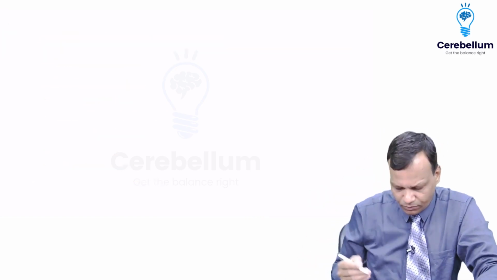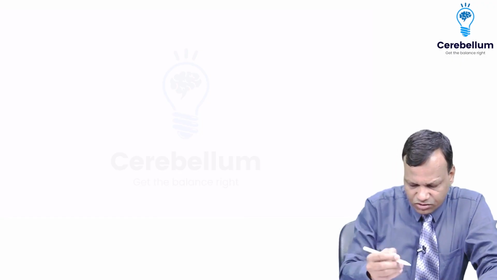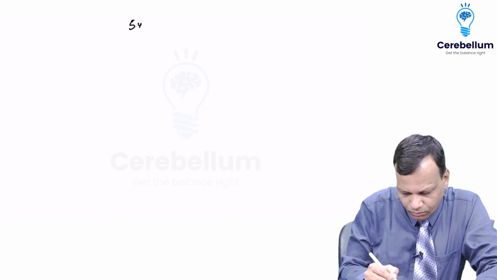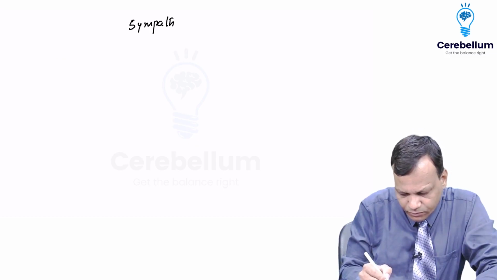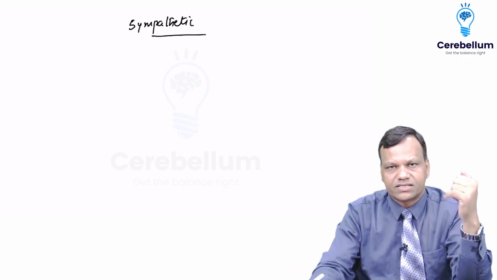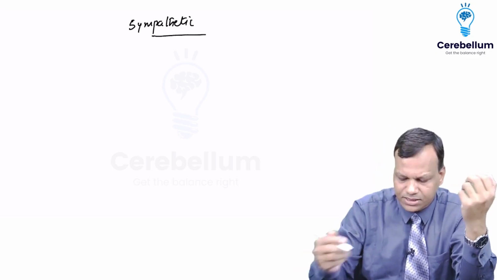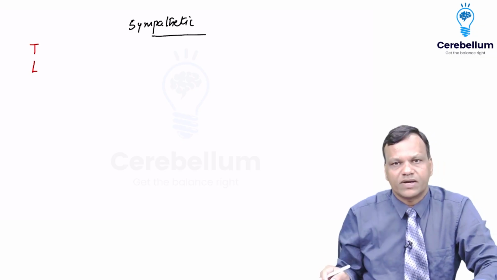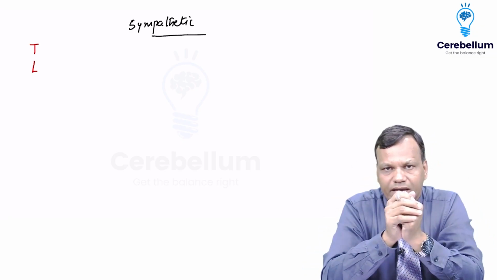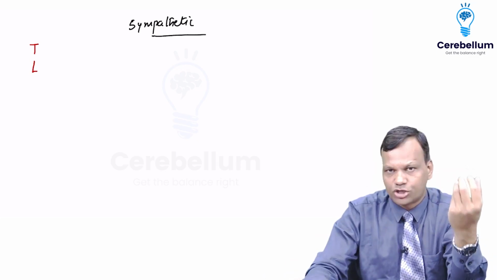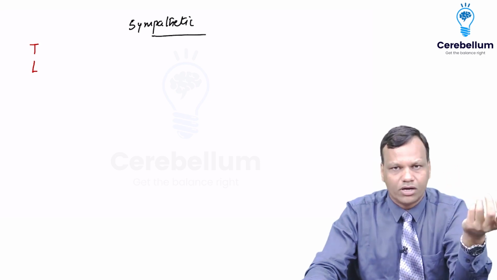So we will start with the basics of the sympathetic system, quickly revising what we already know. What do we already know about the sympathetic system? It originates from the thoracolumbar region, the thoracic and lumbar portions of the spinal cord. They form a connection in the ganglion, which is near the spinal cord. So preganglionic fibers are shorter and postganglionic fibers are longer.